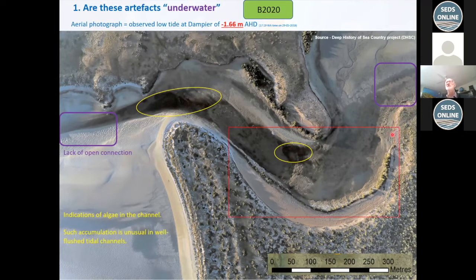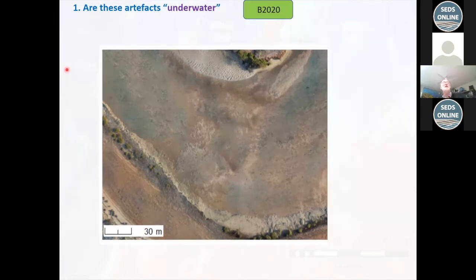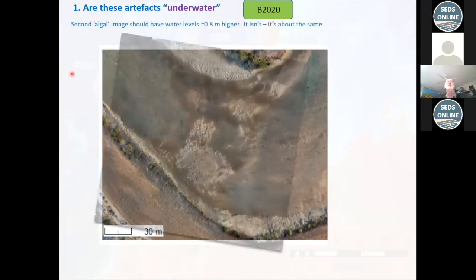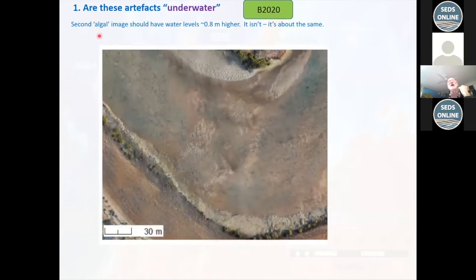I'm going to zoom in on this area here because we also have a drone image that we can look at. That's the image. This image was taken when the tide was about 90 centimeters lower than that previous image. And we can see some faint indications of transport on the channel bed. For example, up here, there are some rocks sticking out on the seabed with sediment tails to the top left as you see it. So I'm just going to overlay the drone image with the algal image, which will fade in and out. And I'd ask you to draw your attention in particular to the sandbank up there.